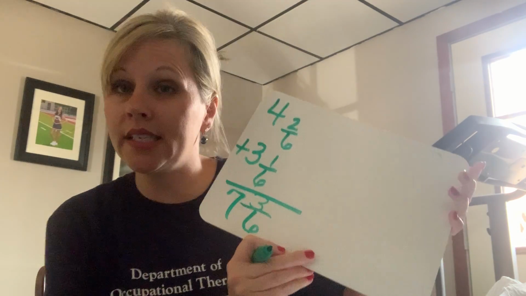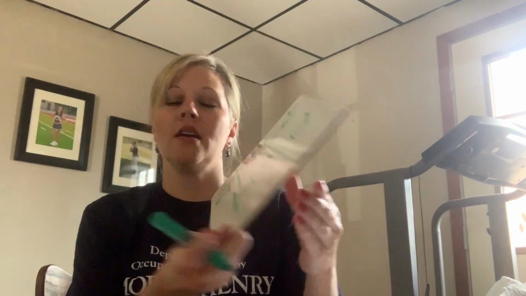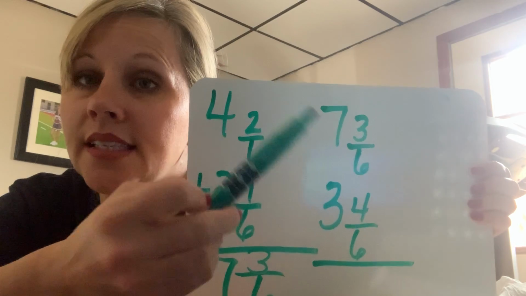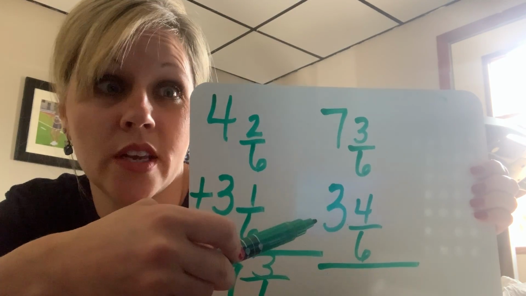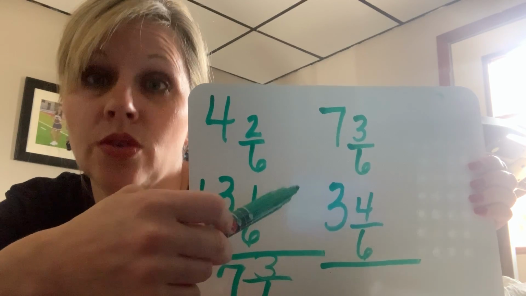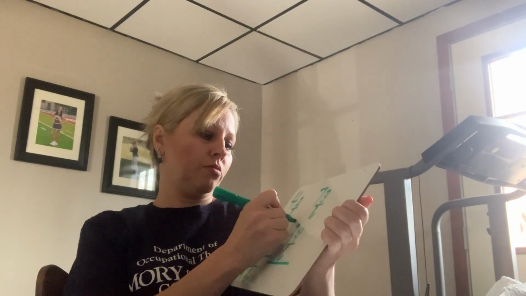Now, I'm not going to simplify that because I have to continue working with the rest of the problem. So they have a total of 7 3/6 ounces or cups of juice, but they drank 3 4/6 of that, okay? So if they had this amount and drank this amount, you're not going to be able to get it back. So what do you have to do to it? You have to subtract those 2, okay?